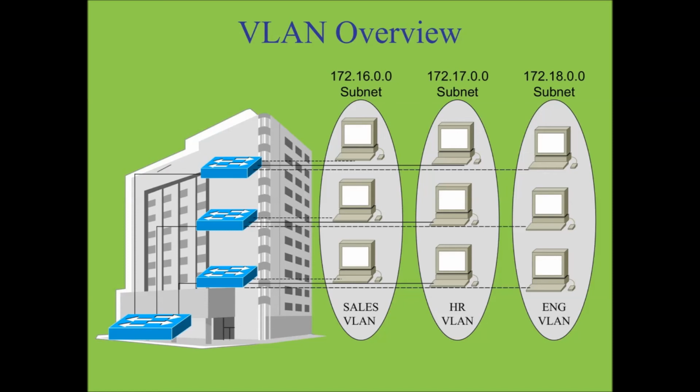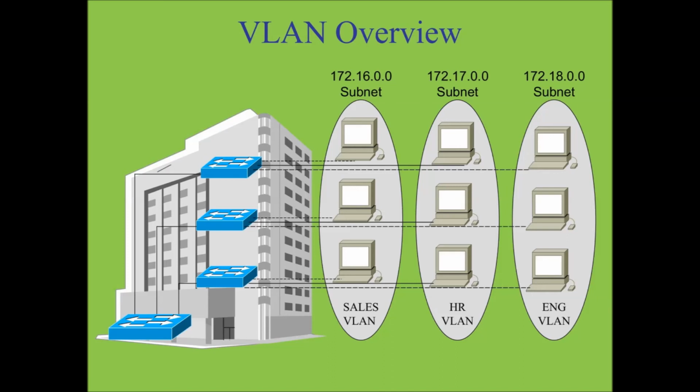You can see there are three departments: sales department, HR department, and engineering department. Sales department has its own sales virtual LAN, HR department its own HR VLAN, and engineering department its own engineering VLAN. And you can see the addressing scheme or subnetting for each department: 172.16.0.0 for sales VLAN, 172.17.0.0 subnet for HR VLAN, as well as 172.18.0.0 subnet for engineering VLAN.